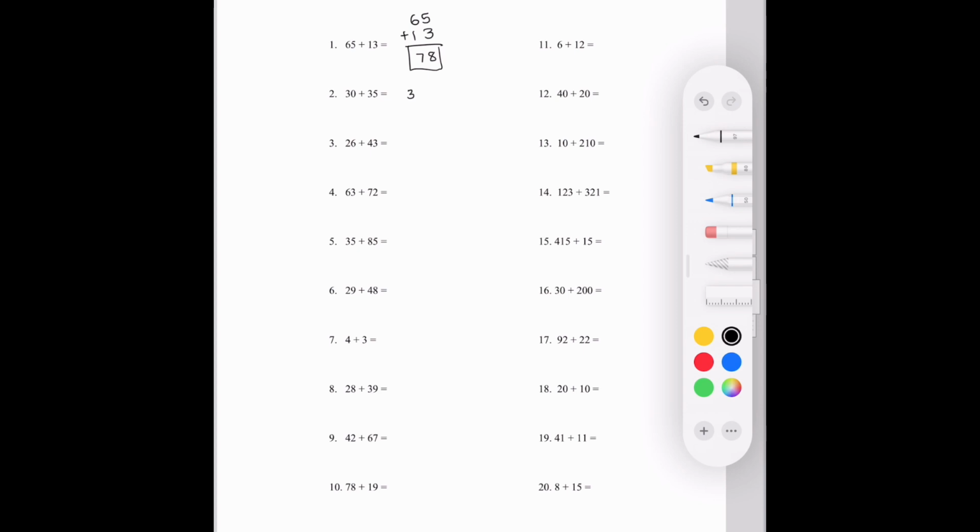Similar to number 1, number 2 is 30 plus 35. 0 plus 5 is 5. 3 plus 3 is 6. And your answer is 65.